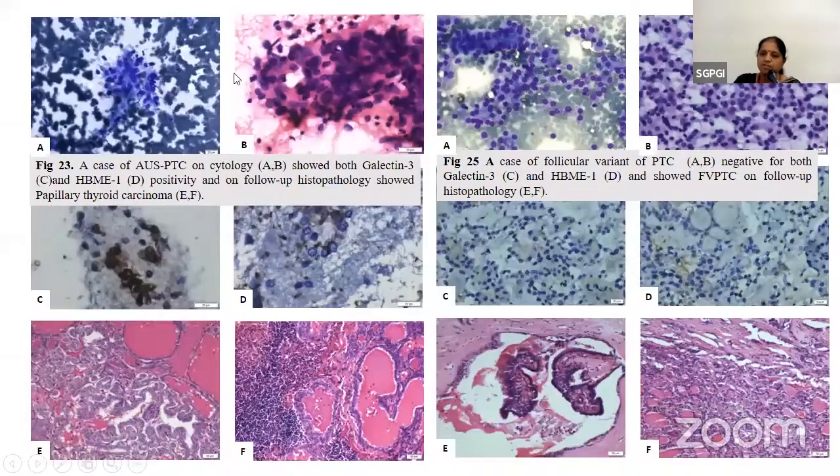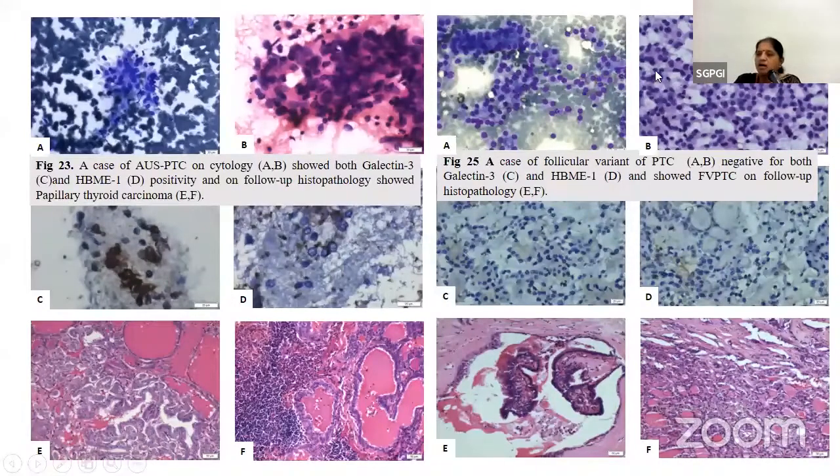And then just to show you some cases, this was a case of AUS. Now, currently you can call it as Psi-A, cytological atypia, where PTC is not excluded. So it came out positive, and follow-up histopathology confirmed it to be a PTC. So very nice, very happy, both of that worked.